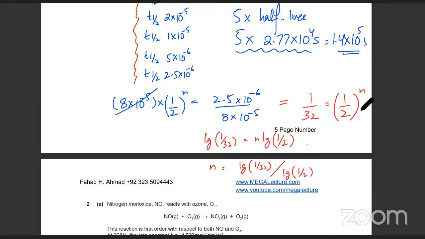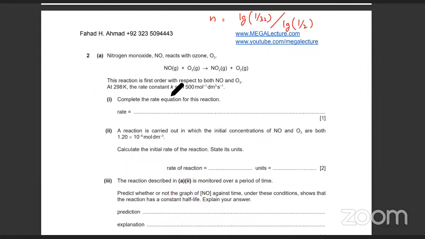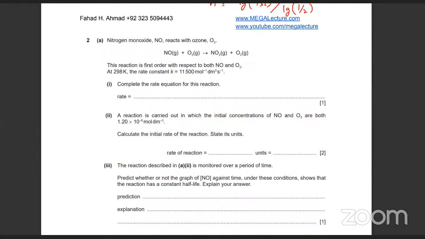अच्छा, अब आगे ये कि nitrogen monoxide reacts with ozone, NO3, NO2, and O2 are formed. The reaction is first order with respect to both NO and O3 at 298 Kelvins. The rate constant K is 11,500. First order with respect to both.